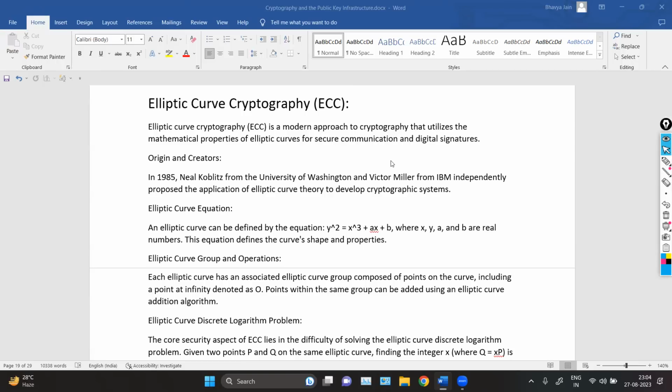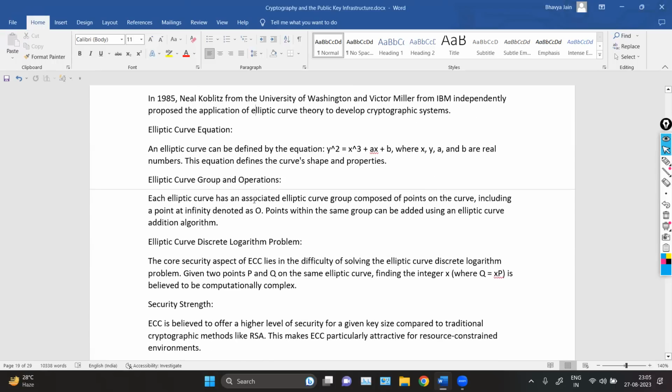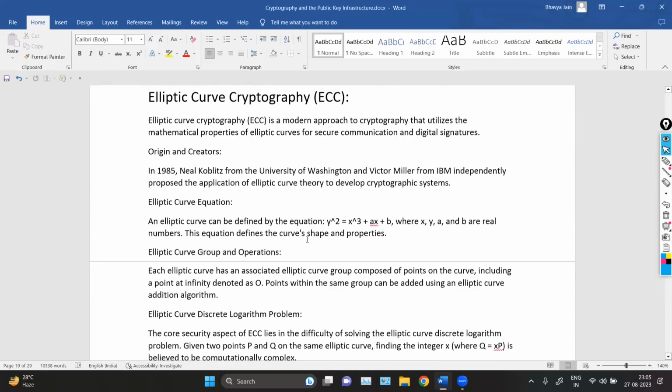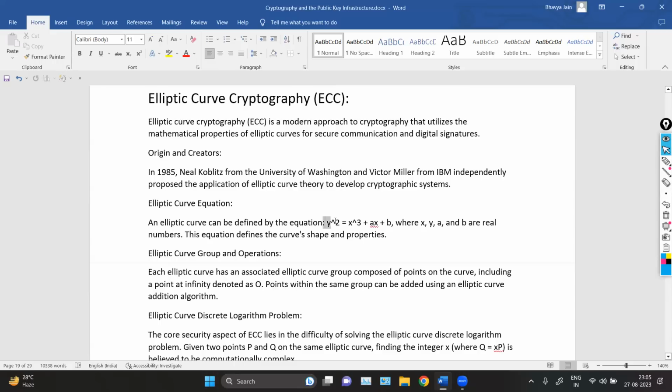So what are the origin and creators? You can go through these. Just remember the names, names are very important, and the year. This is the equation which the elliptic curve uses for encrypting the data: y squared equals x cubed plus ax plus b, where x, y, a, and b are real numbers.